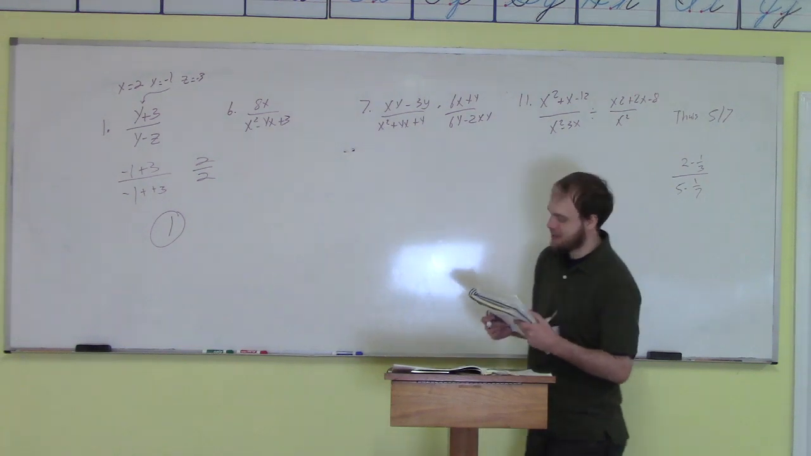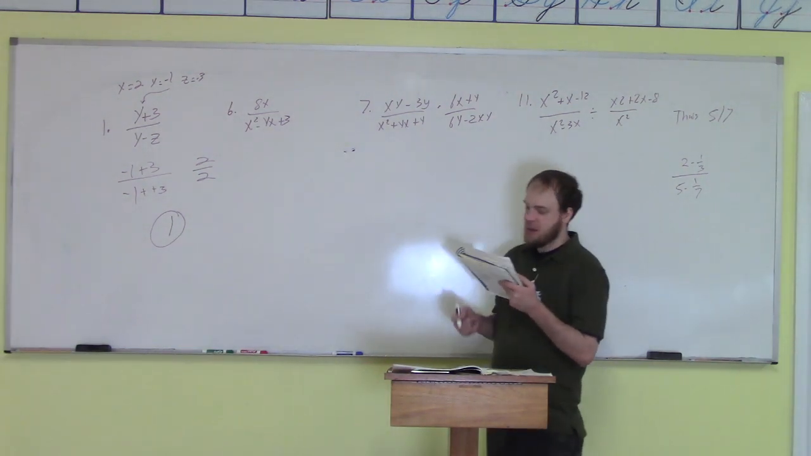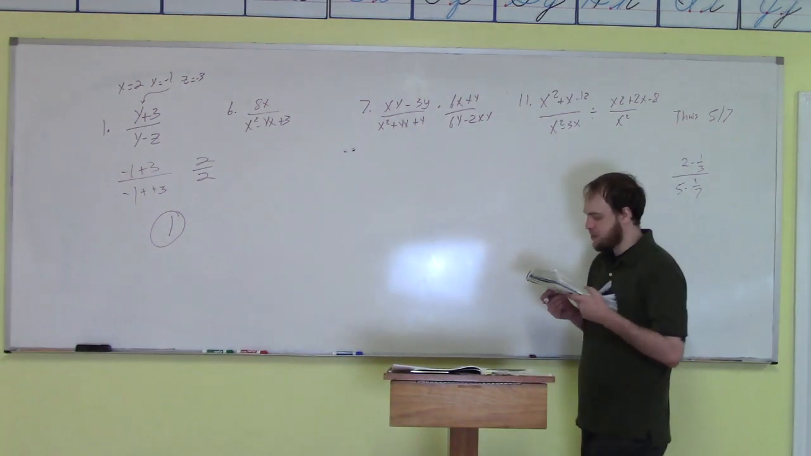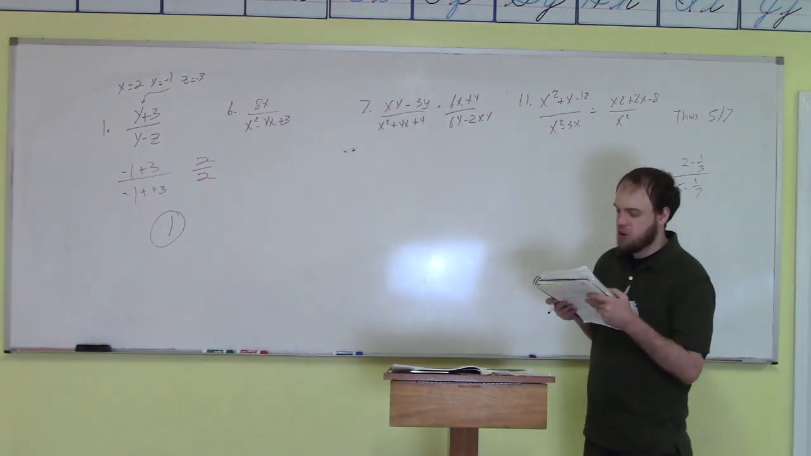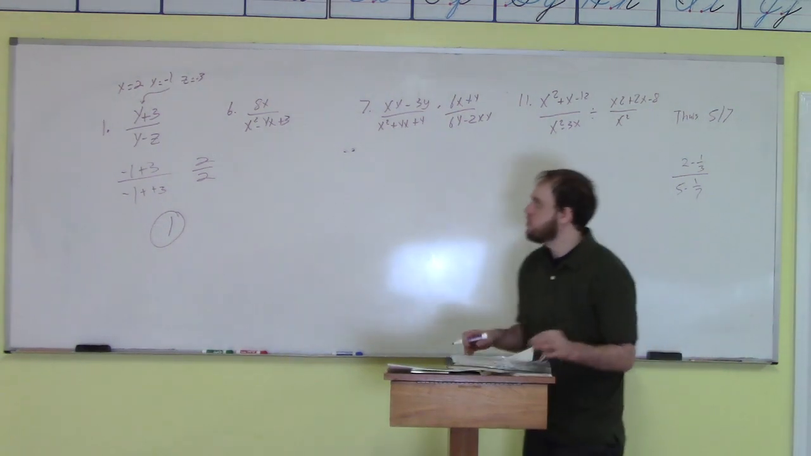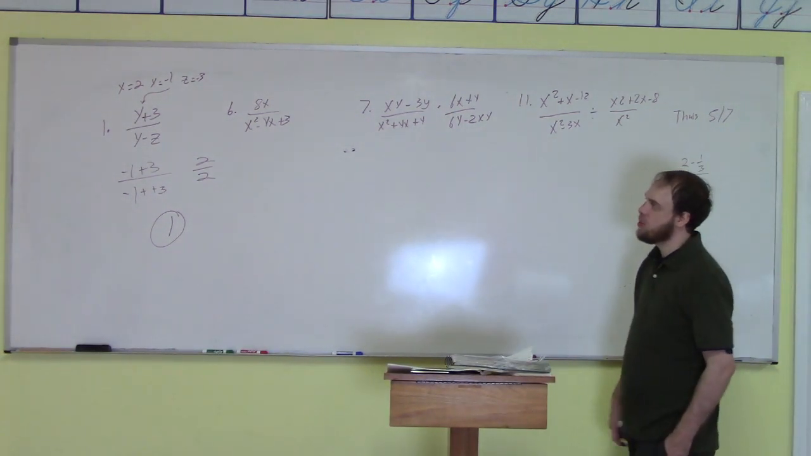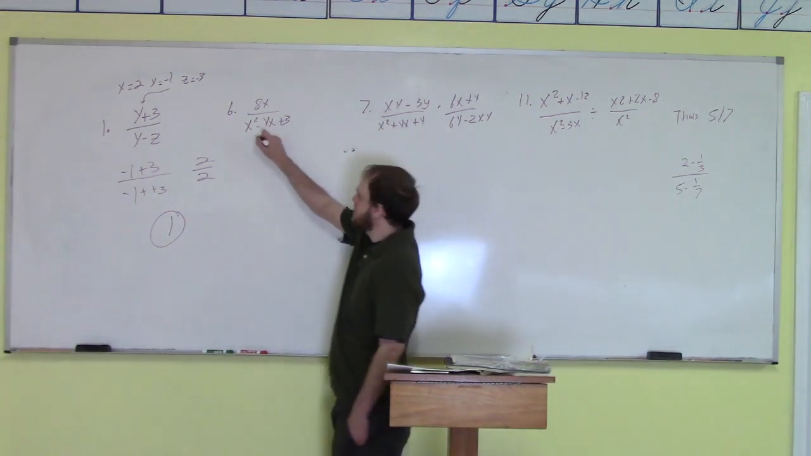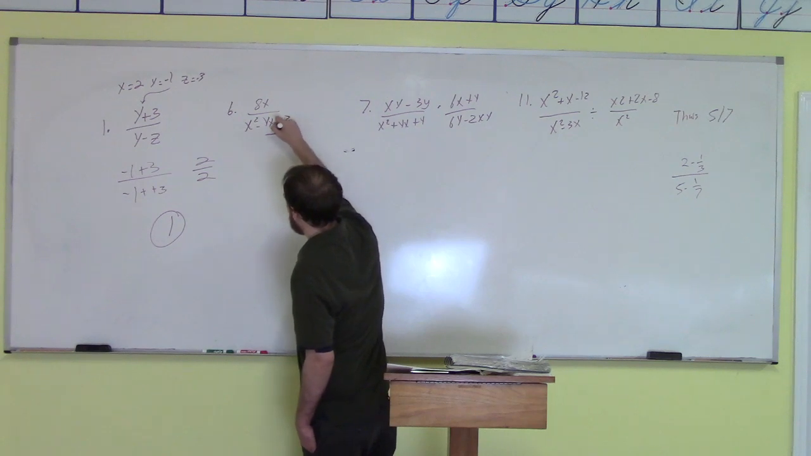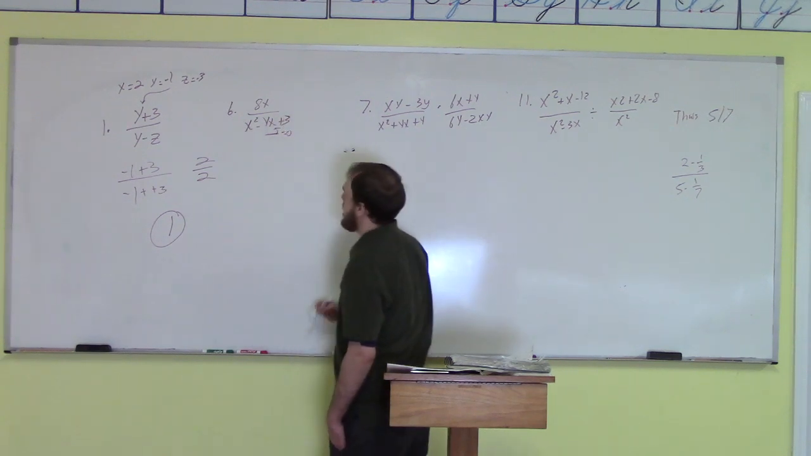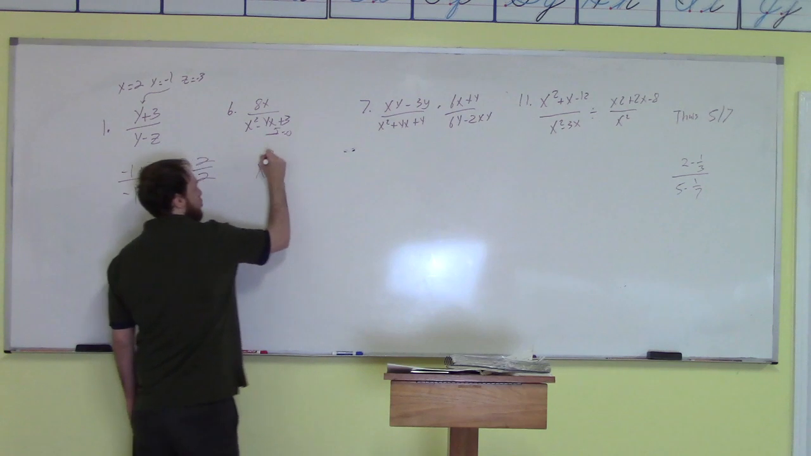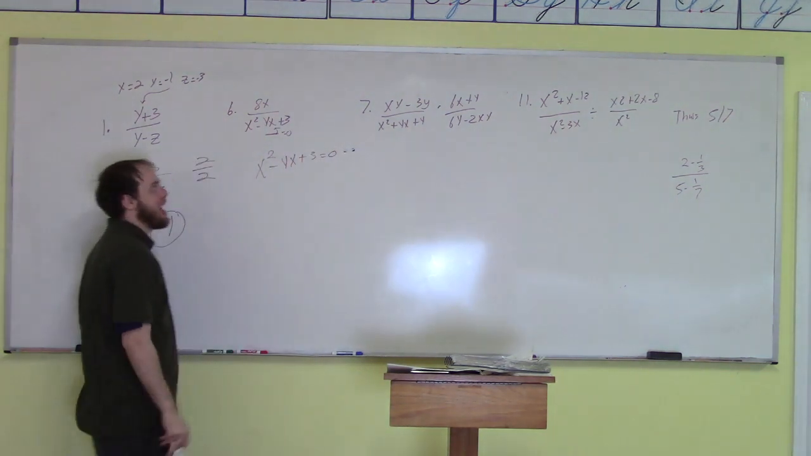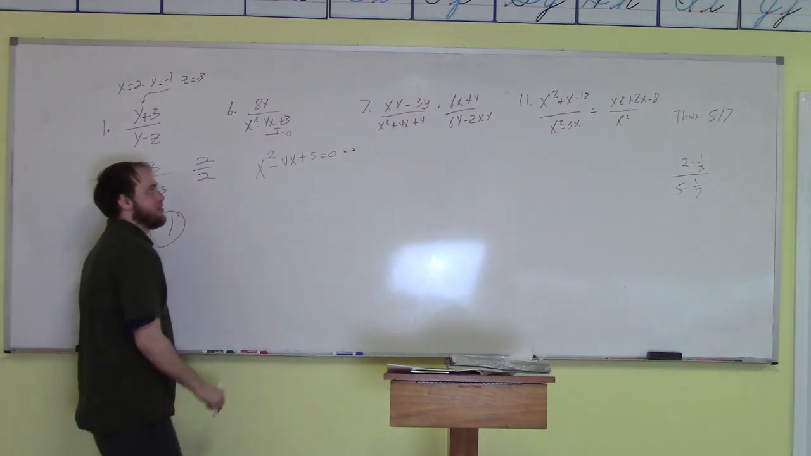Now number 6 says 8x divided by x squared minus 4x plus 3. For these it says determine the values that x cannot equal. Remember that x cannot equal a 0 in the denominator. So in order to tell what x cannot equal, I have to set this denominator, x squared minus 4x plus 3, equal to 0. And then I have to factor that, and so I have to do guess and check.